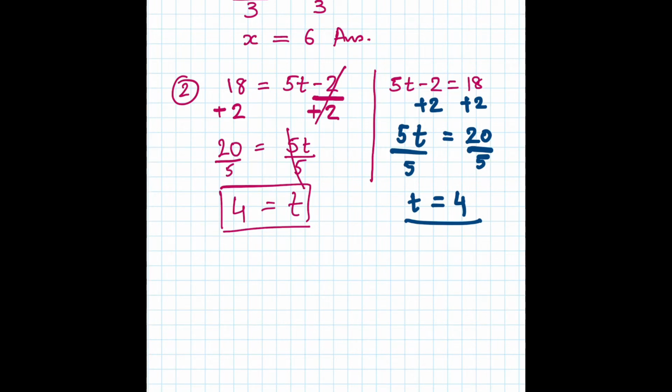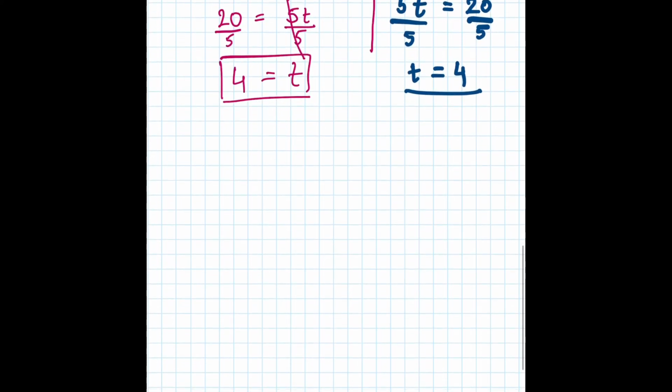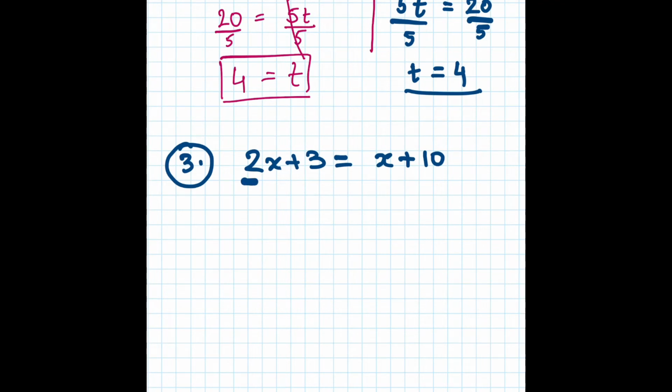Now if we go to level 3, level 3 means you have expressions on both sides. It's a multi-step process. So let us suppose we have question number 3: 2x plus 3 is equal to x plus 10. Right, so you have expressions on both sides rather than something equal to a number. So what we do in this case is we try and bring the variables to the same side first.